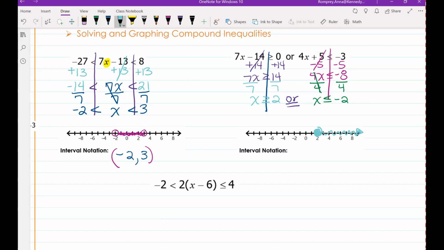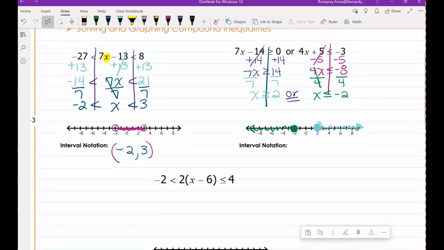Okay. Now we also have x is less than or equal to negative 2. So again, where do I start? Negative 2. Equal to, so I shade it in. And where are all of the x's less than negative 2? To the left.